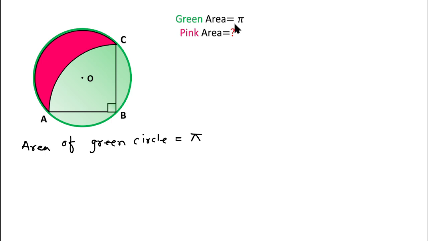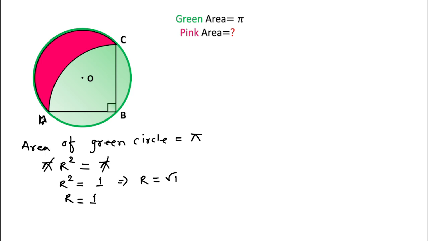As we know, area of a circle is pi radius square. So if we consider the radius of this green circle as capital R, we can write pi R square is equal to pi. Pi gets cancelled, so R square is equal to 1. This means R is equal to root 1, so R will be equal to 1 unit.